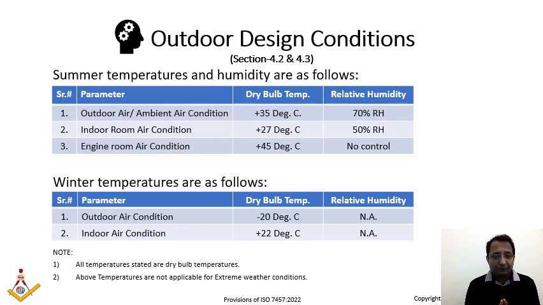The engine room condition is 45 degrees Celsius, and there is no control of relative humidity. Now the question may come: why 45 degrees Celsius when ambient is 35? How come 45? We need to mention that this 10-degree delta T may occur due to the heat dissipated by the engine itself. So that is where the 45 degrees Celsius comes from. Anyway, the engine room will always be hotter than the other rooms. And yes, in this particular course, I'm also going to teach you how to calculate the airflow for the engine rooms, these big engine rooms.